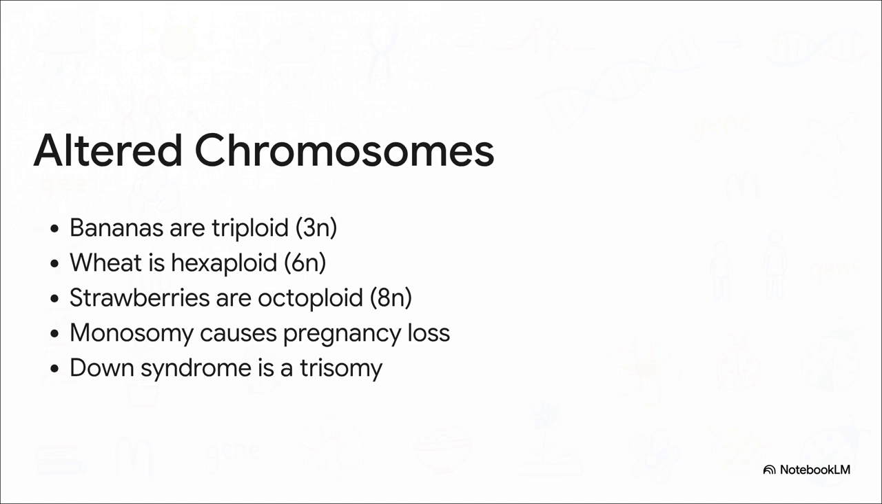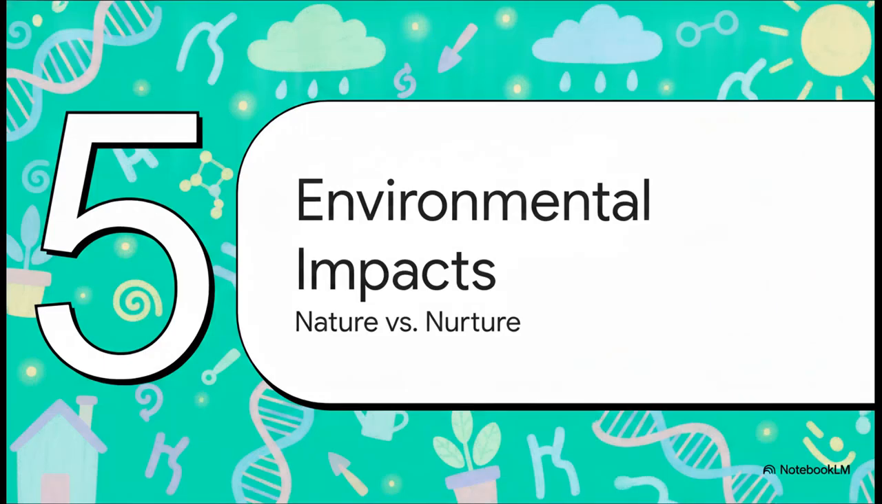Aneuploidy, however, severely disrupts genetic balance. In humans, aneuploidy, like monosomy or trisomy, is estimated to cause 10 to 25% of all pregnancy losses. When organisms do survive aneuploidy, they exhibit a specific set of traits caused by the abnormal dose of just those few genes, Down syndrome being a well-known example of a human trisomy. Which brings us to Part 5, environmental impacts on phenotype, nature versus nurture.